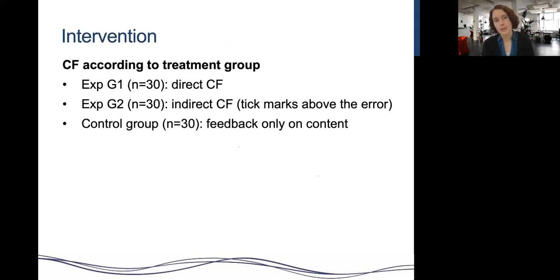So the learners were divided into 3 groups. One group received direct corrective feedback, another group received indirect corrective feedback. And for this, it was just a tick mark above the error. And there was a control group, and the control group received no feedback on grammar at all, just feedback on the content of their writing, on the ideas of their work.